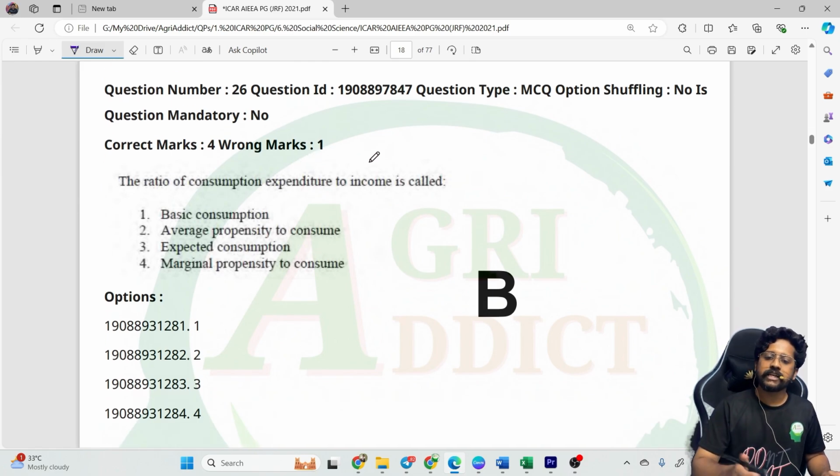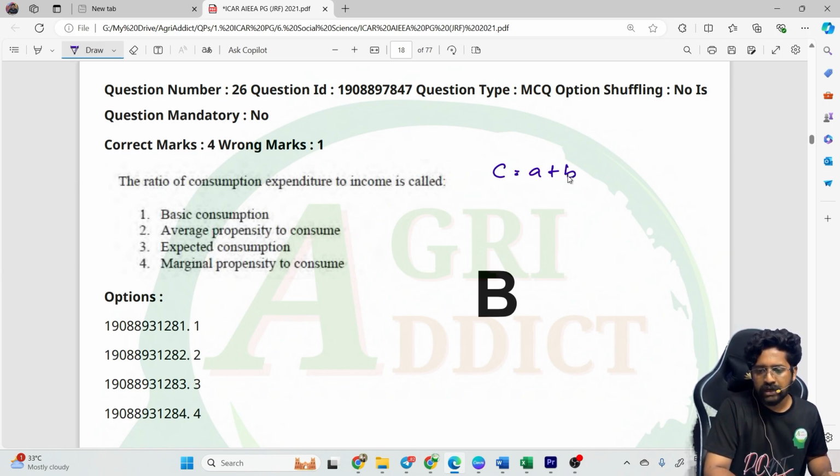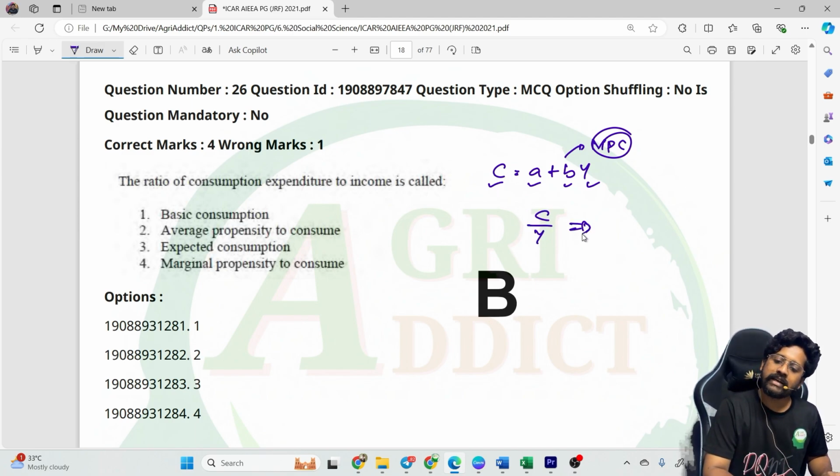The ratio of the consumption expenditure to the income is called, this is from the macroeconomics part. As we have studied, a consumption function can be expressed as C = A + BY, right? C is the consumption, Y is the income of the consumer, A is the intercept term, B is nothing but the MPC, or marginal propensity to consume. So they are asking the ratio of the consumption expenditure to the income, right? So they are asking what is C by Y. C by Y is nothing but the average propensity to consume, or APC.